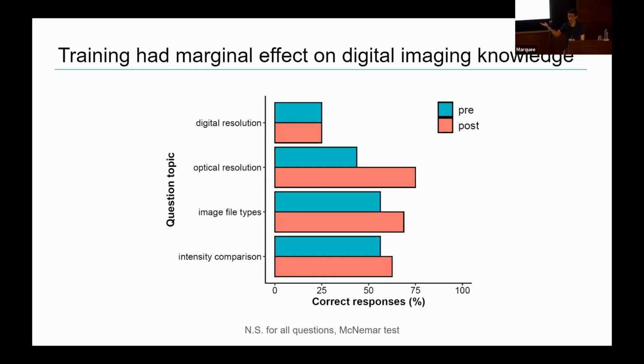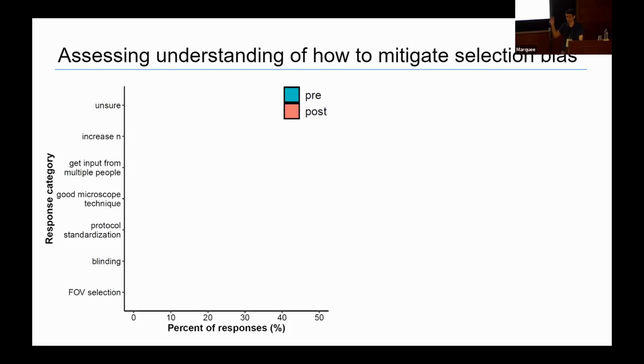And so this prompted us to go back and try to change our training in a way to improve learning. I'm going to give you one last example here. We also provided the students with a scenario and then asked them a question about how to mitigate selection bias in microscopy. So this was an open-ended response. They could write whatever they wanted in the text box.